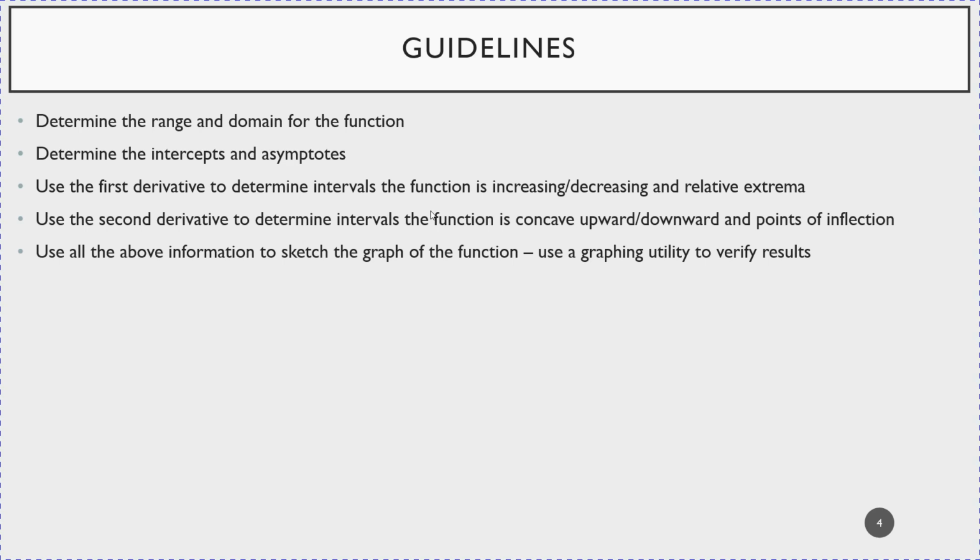We're going to follow these steps. First, we determine the range and domain of the function. Then we determine the intercepts and the asymptotes. Then we use the first derivative to determine the intervals where the function is increasing and decreasing, and the first derivative test to identify relative extrema. Then we use the second derivative test to determine the intervals where the function is concave upward and concave downward, and the points of inflection. Then we use all this information to sketch the graph of the function.